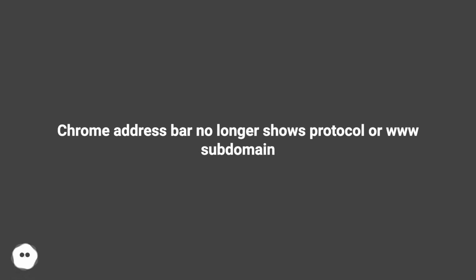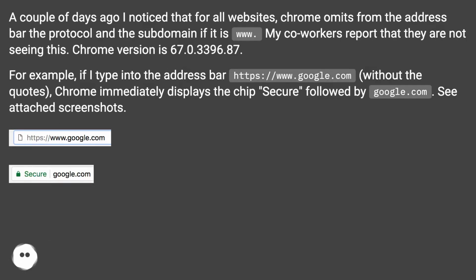Chrome address bar no longer shows protocol or www subdomain. A couple of days ago I noticed that for all websites, Chrome omits from the address bar the protocol and the subdomain if it is www. My coworkers report that they are not seeing this.